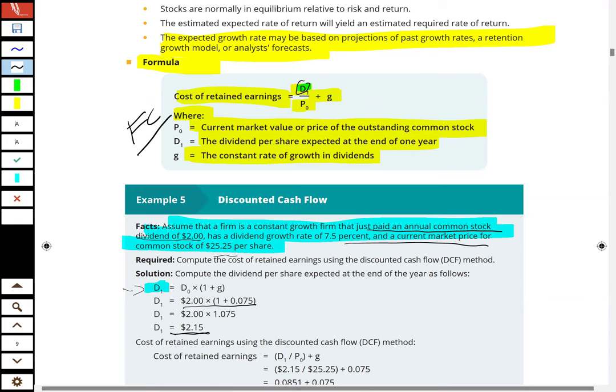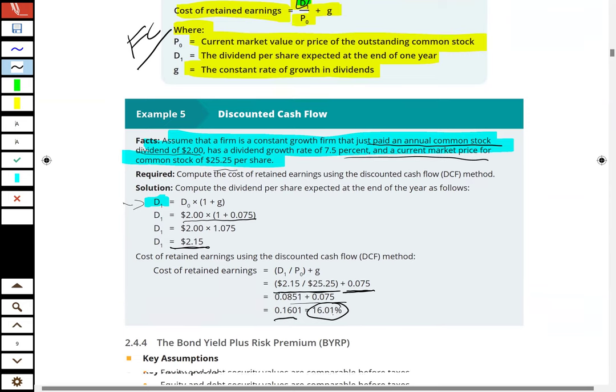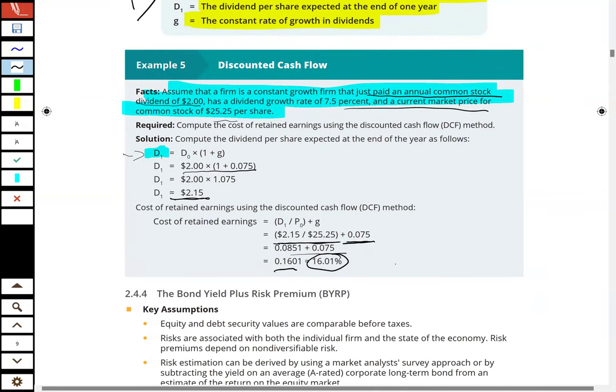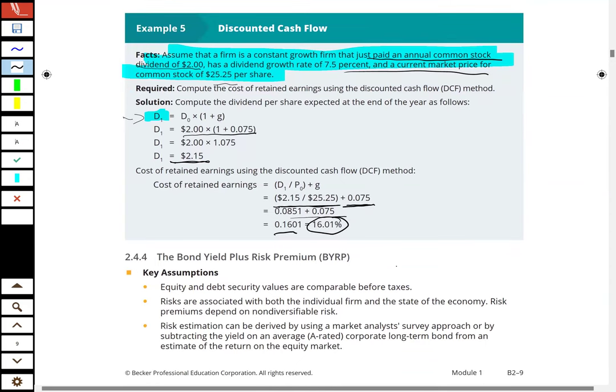You have the now D1, and then you can go ahead and come up with the current dividend rate, and then you simply add the growth rate to it. And when you get that, then you get the discounted cash flow approach for the cost of the common stock. So to me, the only trick there is just be careful that you don't just pick up the dividend, that you have to turn it into what the next dividend will be, the D1 dividend.